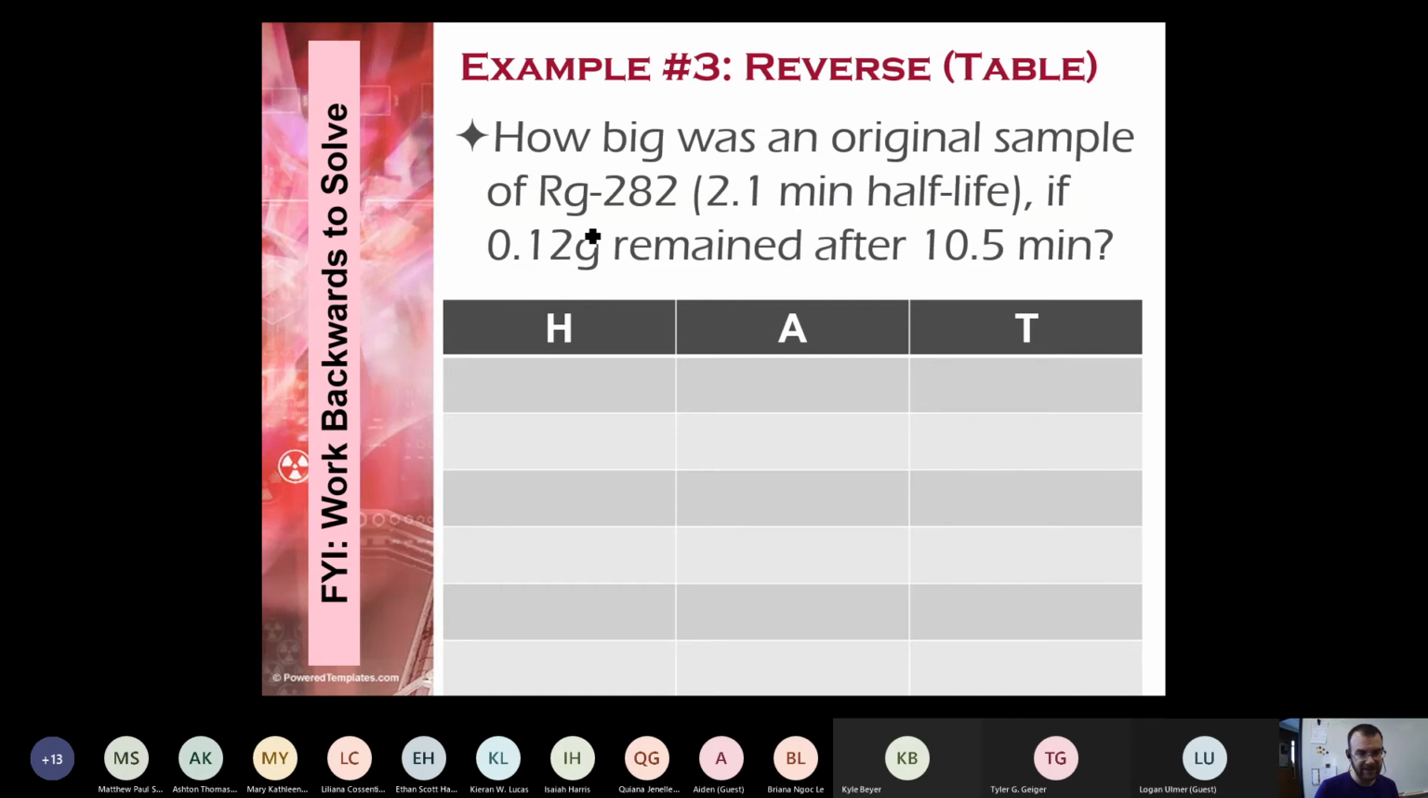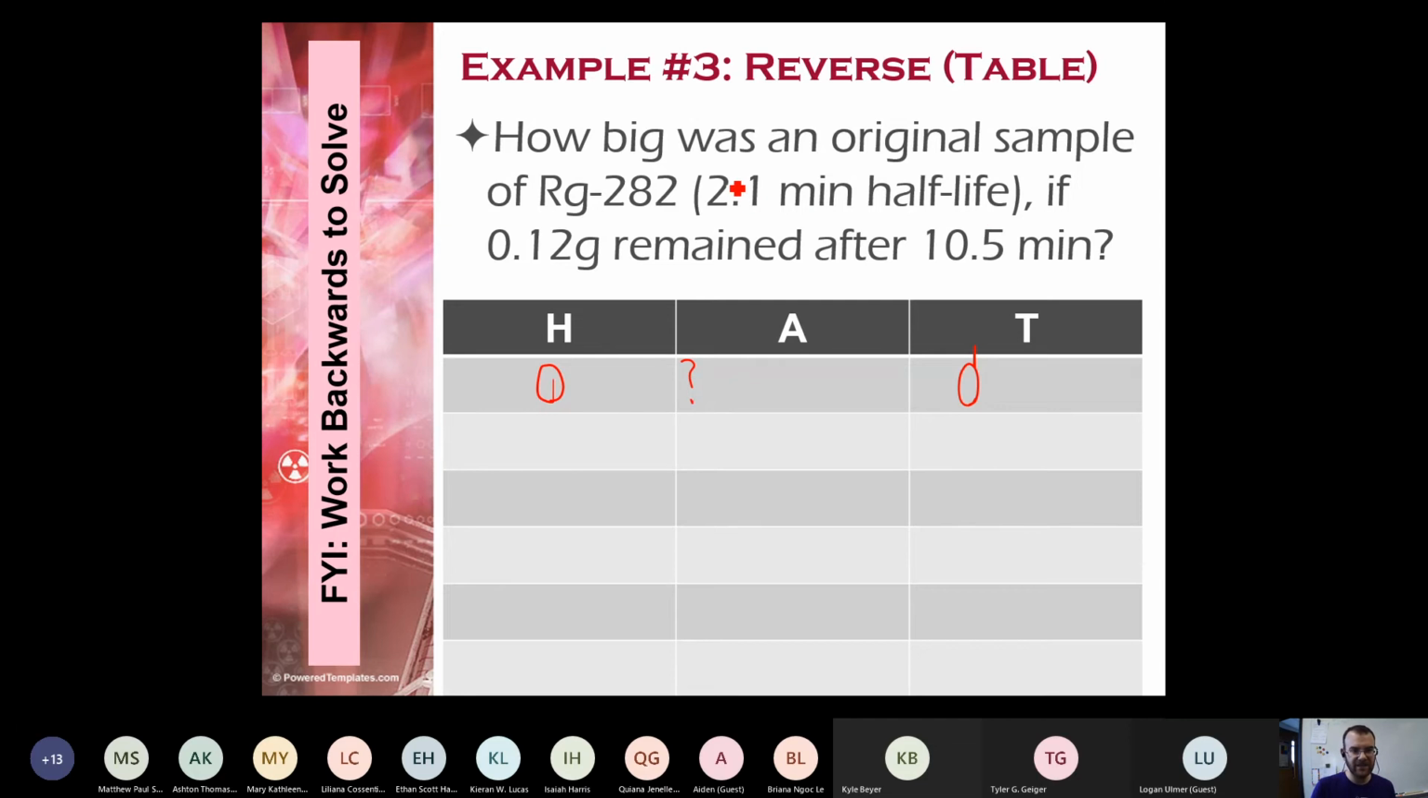My recommendation, the way I like to do this is I like to do my table as normal. My half-life is 0. My time is 0. My amount, I do not know. That is what I'm looking for this time. So that is what I am trying to find out.